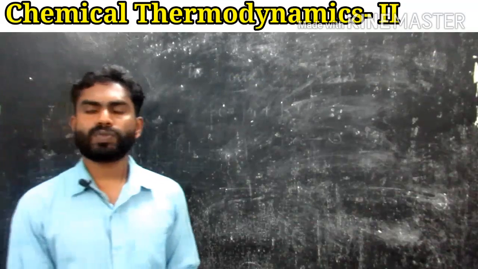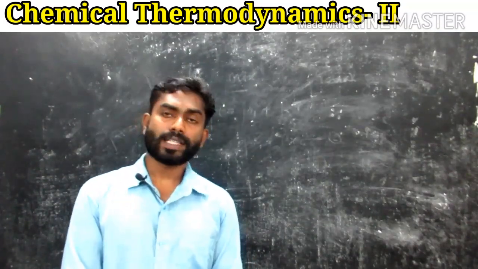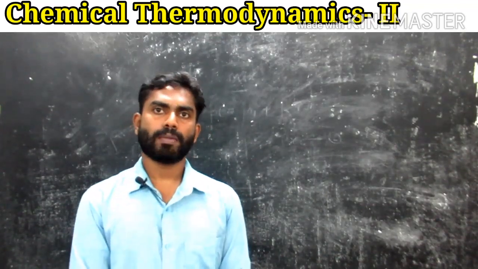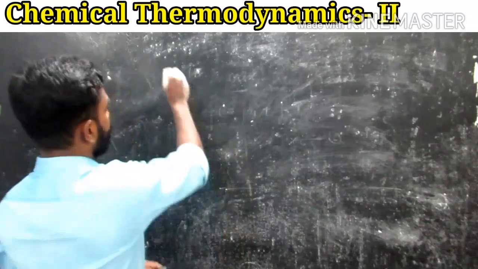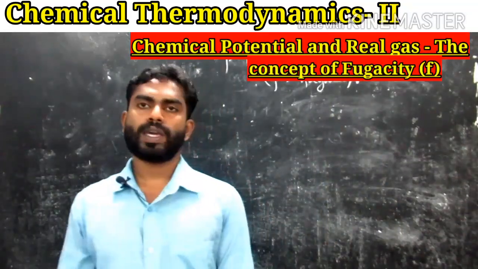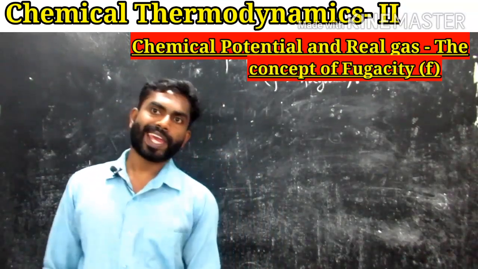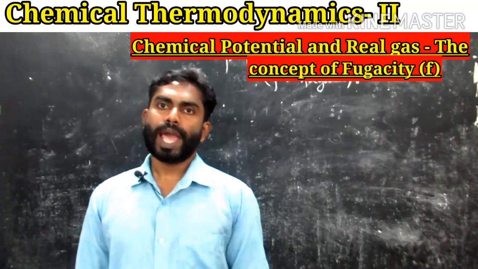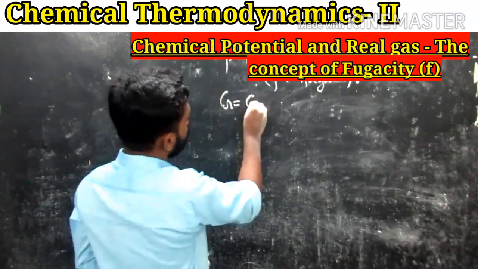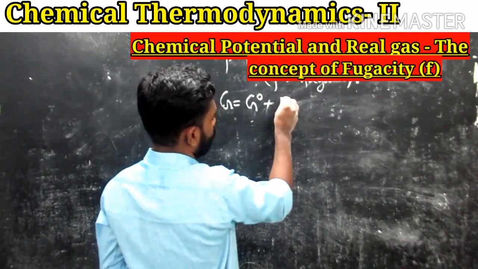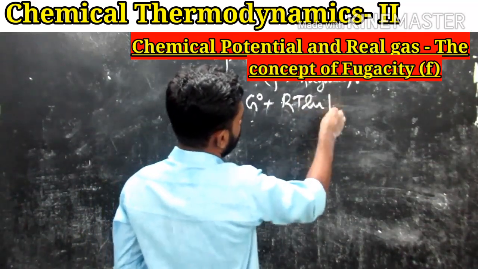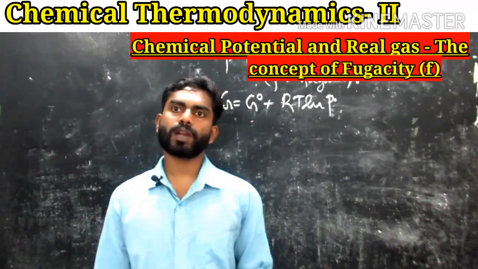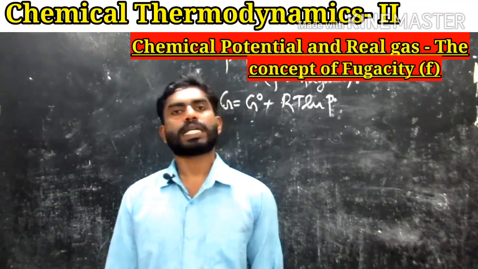Okay, next we are going to discuss chemical potential and real gas, the concept of fugacity. We know that the relationship between the free energy and the standard Gibbs energy for n mole of ideal gas is expressed as G is equal to G0 plus RT ln P, where P represents the pure number which gives the numerical value of pressure in bars at T Kelvin.